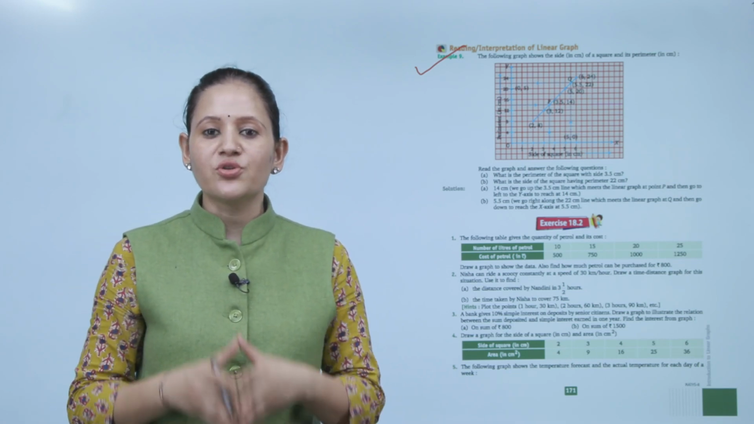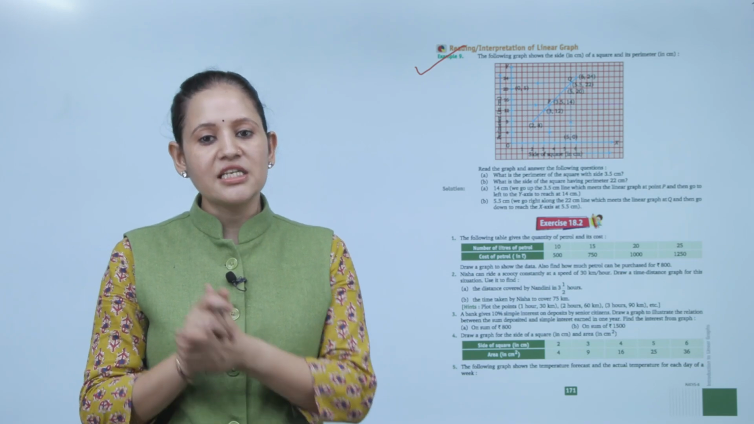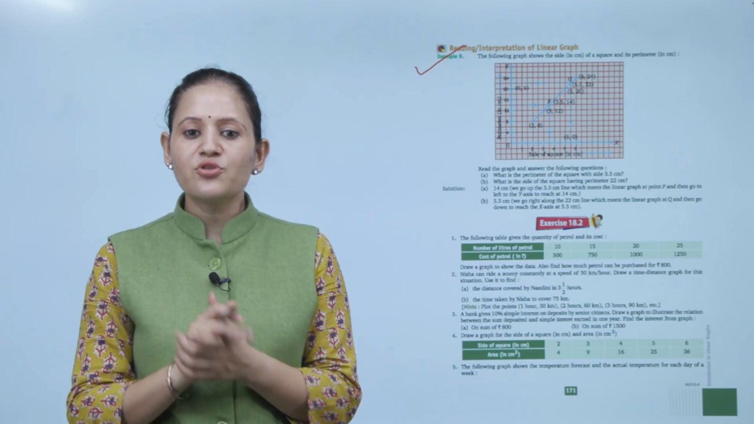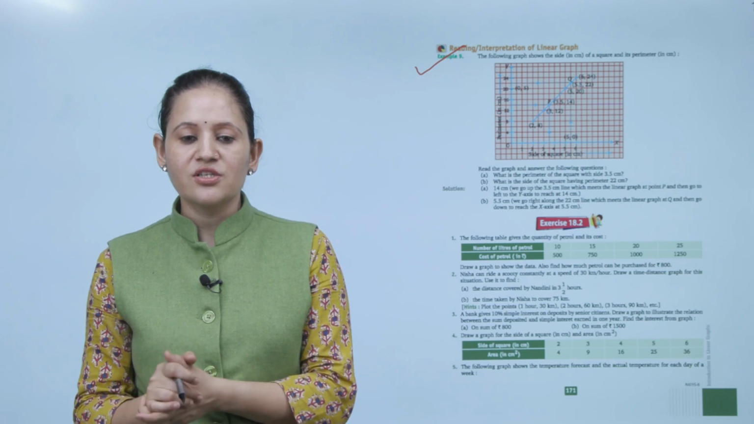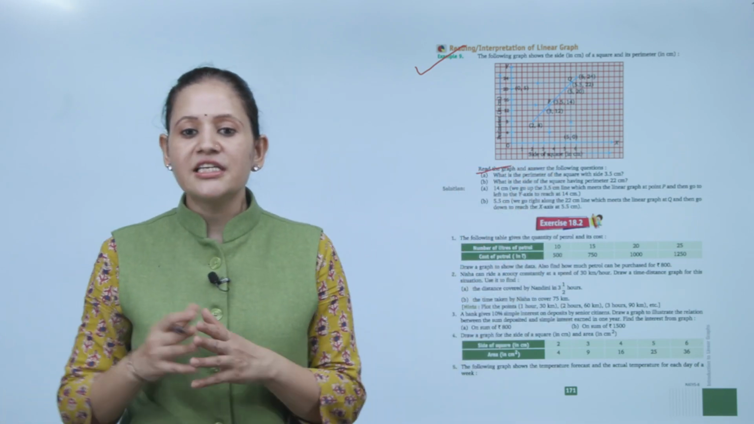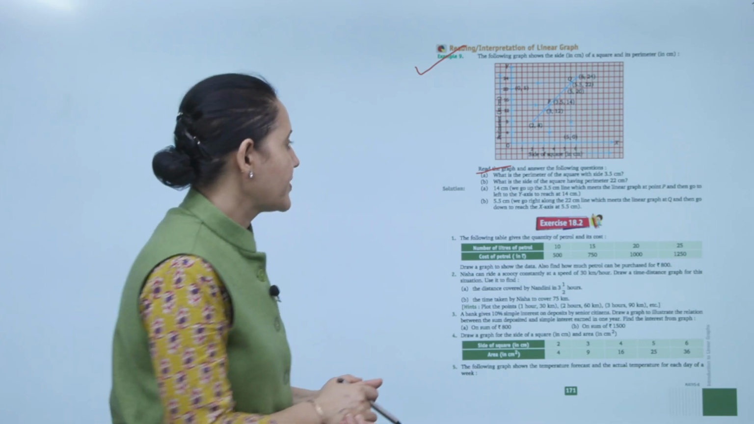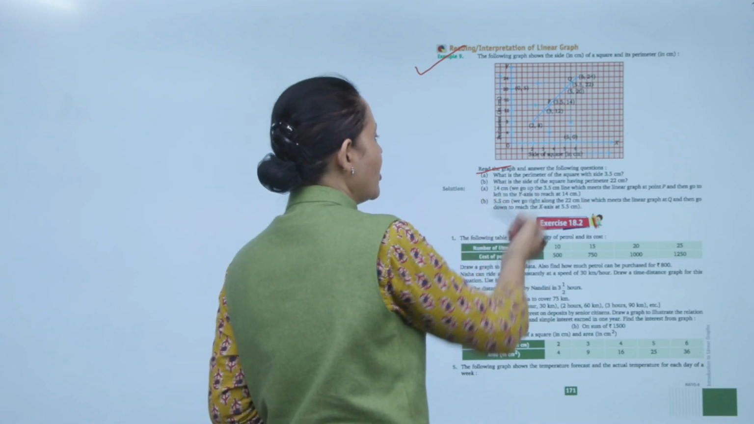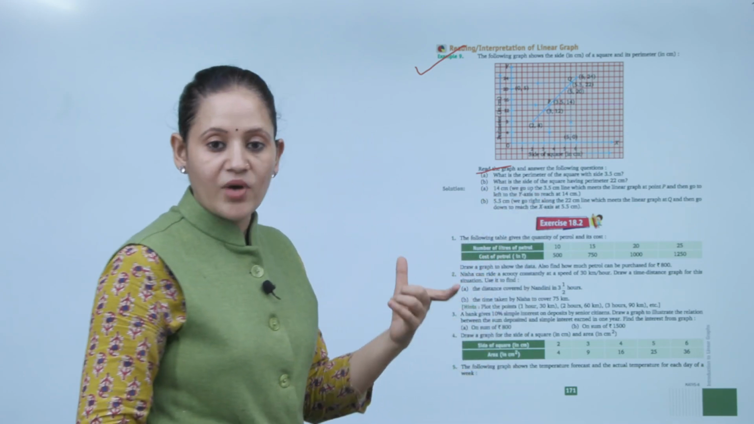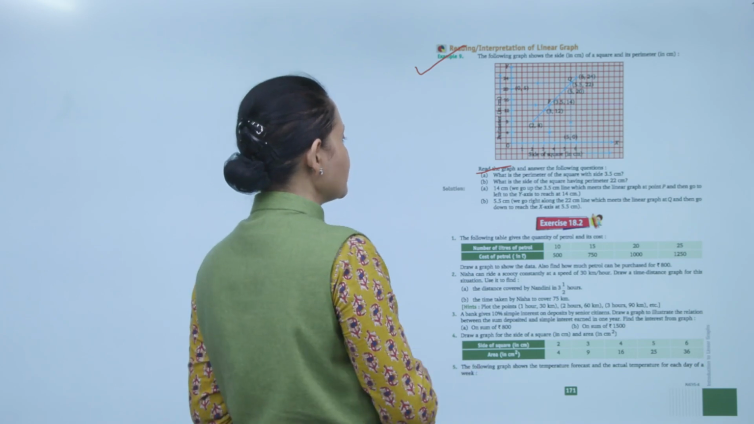The following graphs show the side in centimeter of a square and the perimeter in centimeter. So we have to read the graph and answer the following question. So first question is, what is the perimeter of square with the side 3.5 centimeter? So we have to answer what is the perimeter of square of side 3.5 centimeter. So solution क्या हो जाएगा?